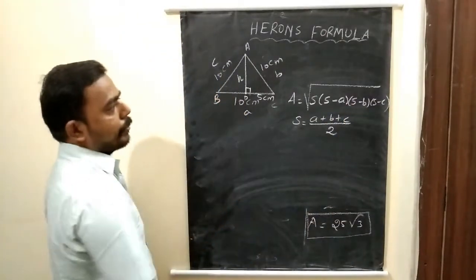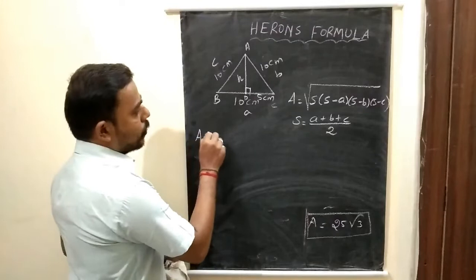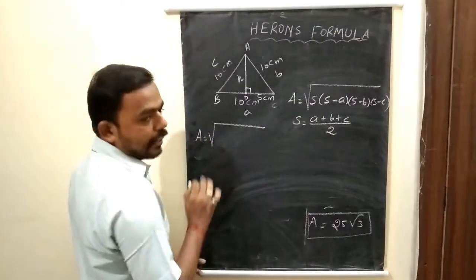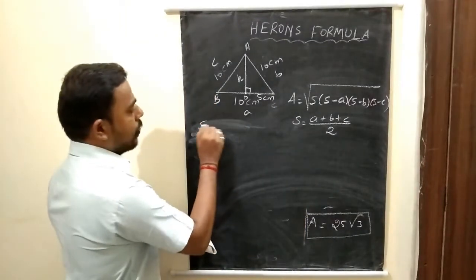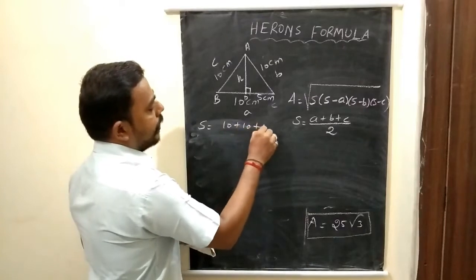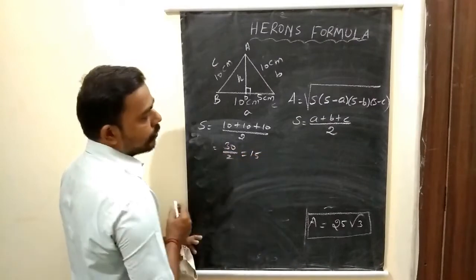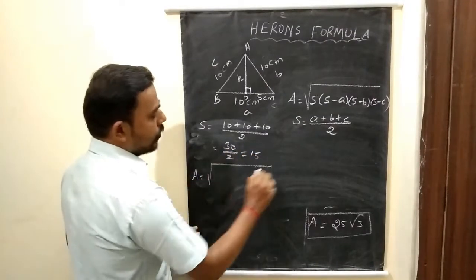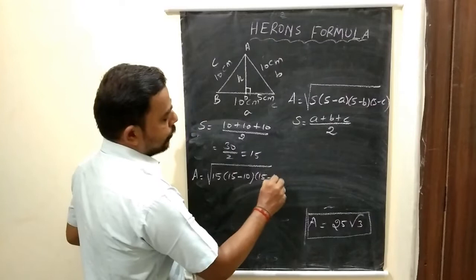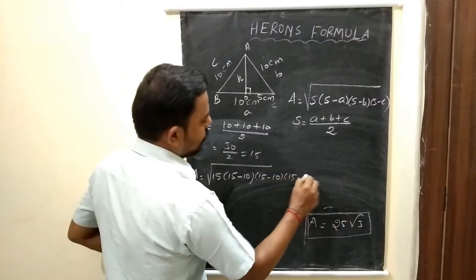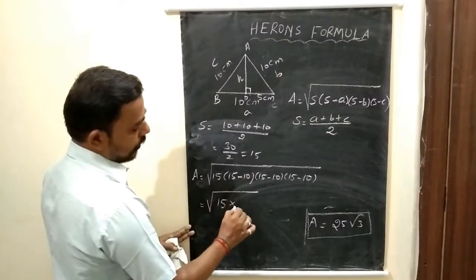Now we are going to find the same equilateral triangle area by using Heron's formula. For that, area equals the root of S, with sides given as 10. S value we need to find. First, S equals 10 plus 10 plus 10 divided by 2, so 30 divided by 2, equal to 15. So area equals root of 15 into 15 minus 10, next 15 minus 10, next 15 minus 10. So that is the square root of 15 into 15 minus 10, just 5.